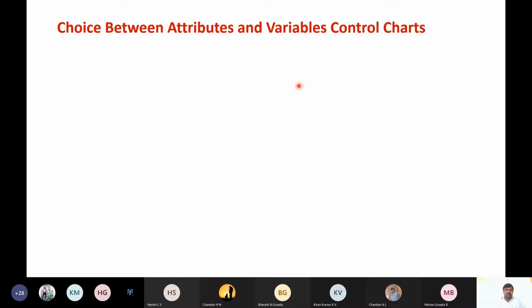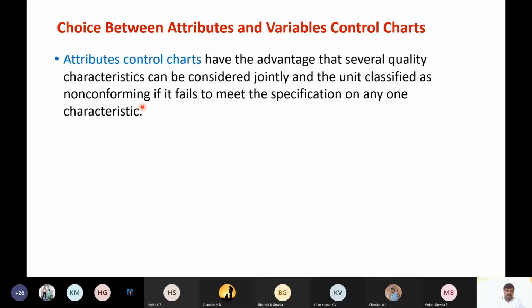Okay, next, suppose you are a quality engineer and you should implement statistical quality control techniques in the plant in which you are working, then which type of control chart can you use? So for that also there are some considerations. Okay, both these charts have their own merits and demerits. Attributes control charts have the advantage that several quality characteristics can be considered jointly, and the unit is classified as non-conforming if it fails to meet the specification on any one characteristic.